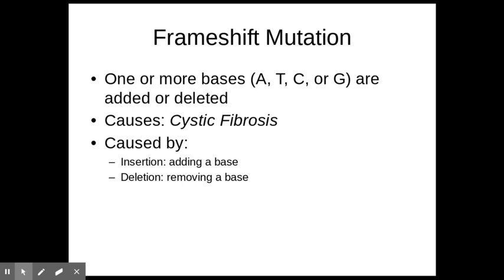The next type is frame shift mutation. A frame shift mutation is usually where you're adding or deleting a base, and that would be something like cystic fibrosis.